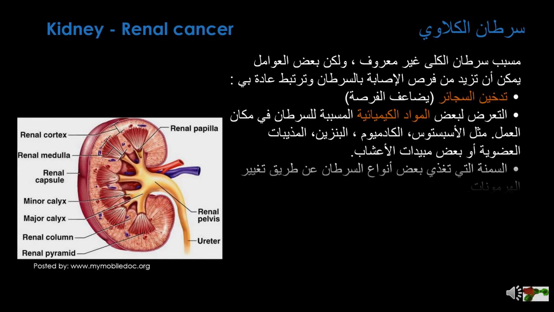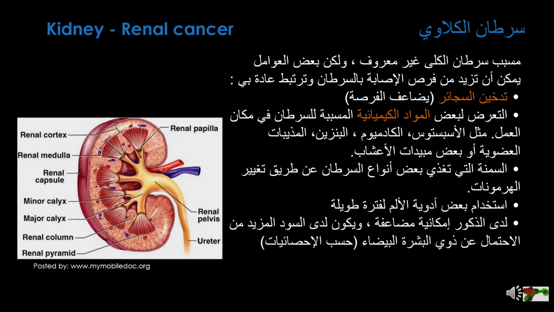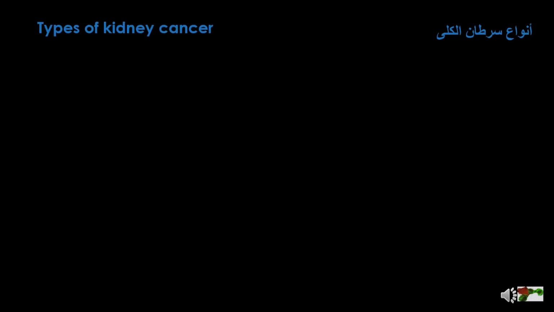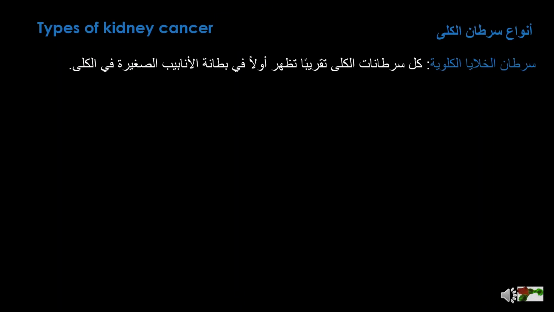The exact cause of kidney cancer is unknown, but some things can increase your chances of developing it. Cancers are often linked to cigarette smoking, which doubles the chance. Being exposed to certain cancer-causing chemicals. Renal cell carcinoma and other types. Renal cell carcinoma: almost all kidney cancers first appear in the lining of tiny tubes in the kidney.